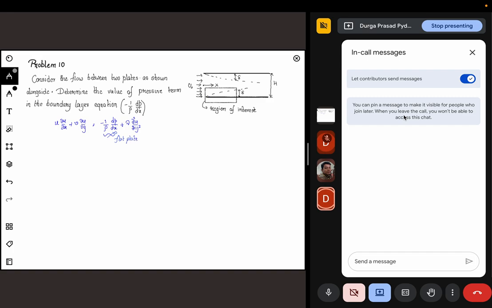So now let's say I have two plates like this. What happens in that scenario? Can I still use that assumption? Why or why not? Okay. So in case of a flat plate, why did I say dp by dx equal to 0? Why did we conclude that dp by dx equal to 0?